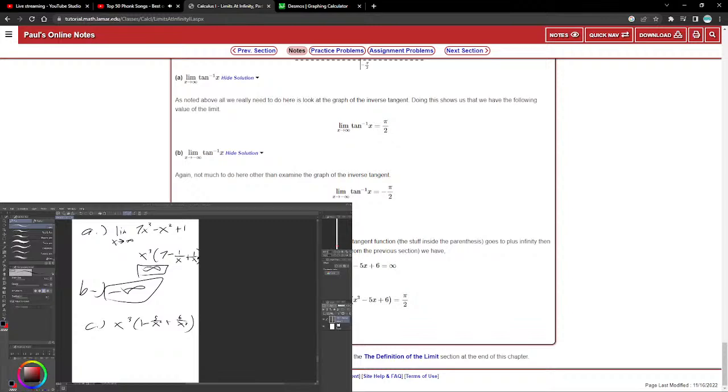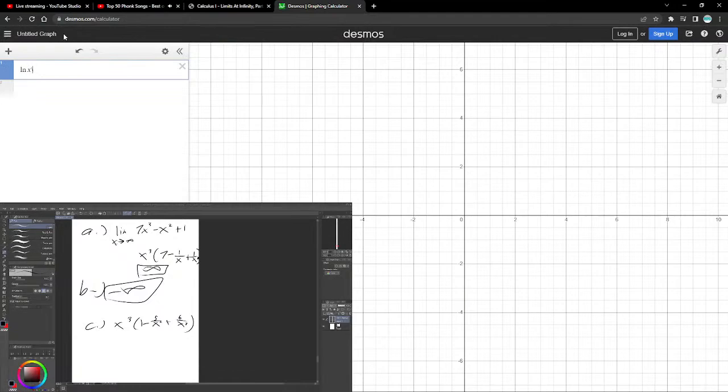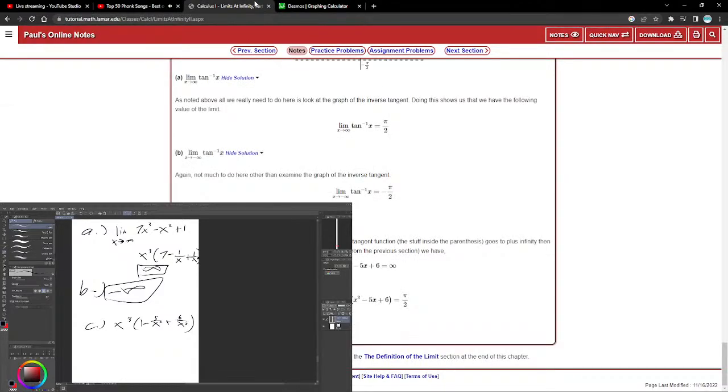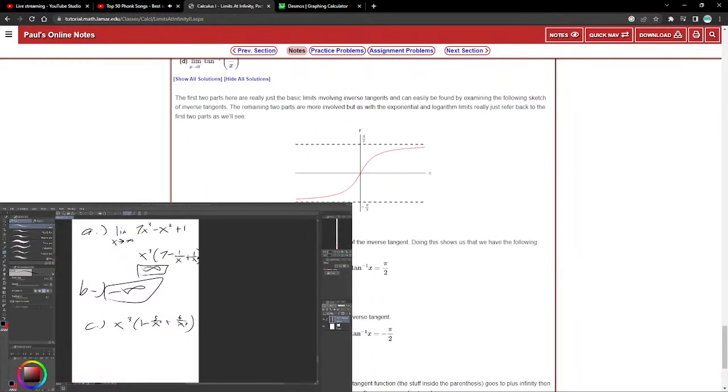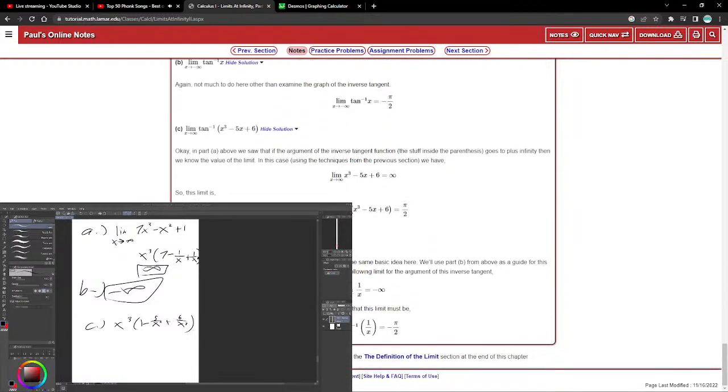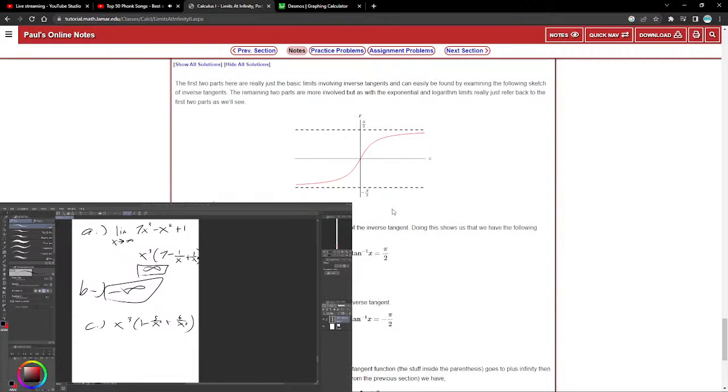For this one, 0 from the left. What's the limit of 1 over x as x approaches 0 from the left? Negative infinity. Negative infinity then? Or wait, no, negative pi over 2. Okay.